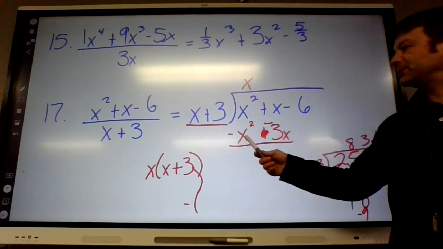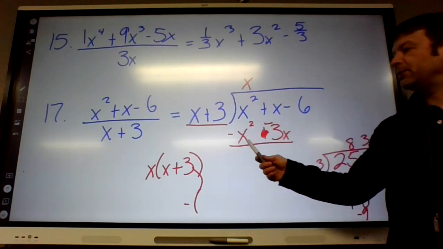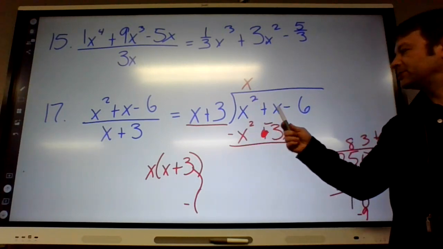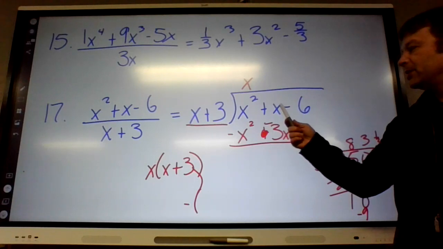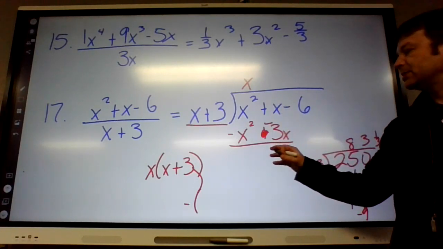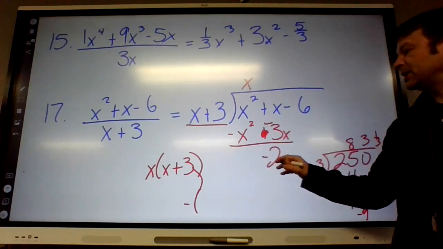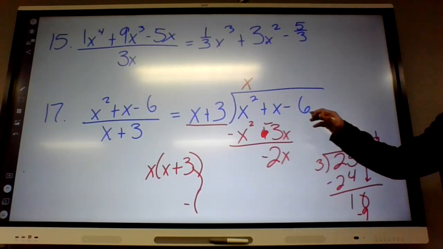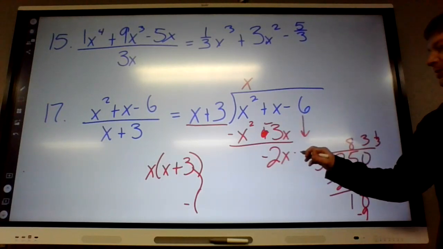What's x squared minus x squared? 0. This first term should always cancel out, by the way, if you're doing it right. What's x minus 3x? Negative 2x. Then you guys remember what we did after we subtracted? Bring it down. So what we're bringing down is a minus 6.